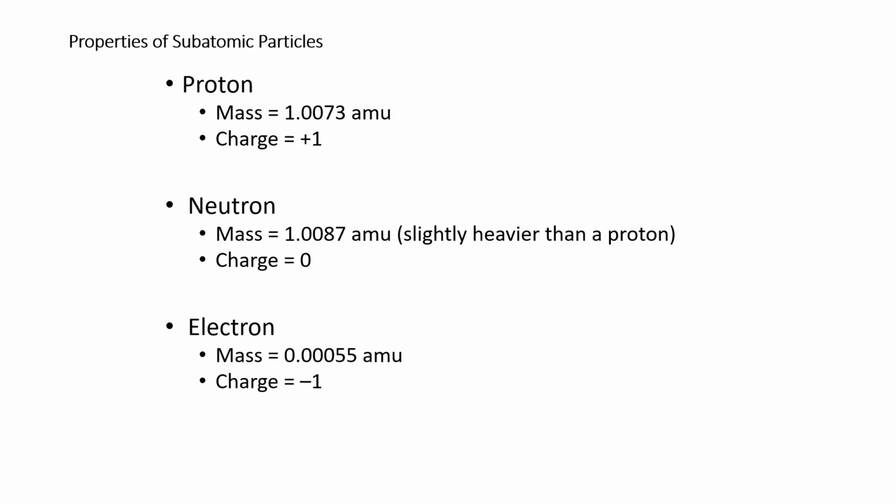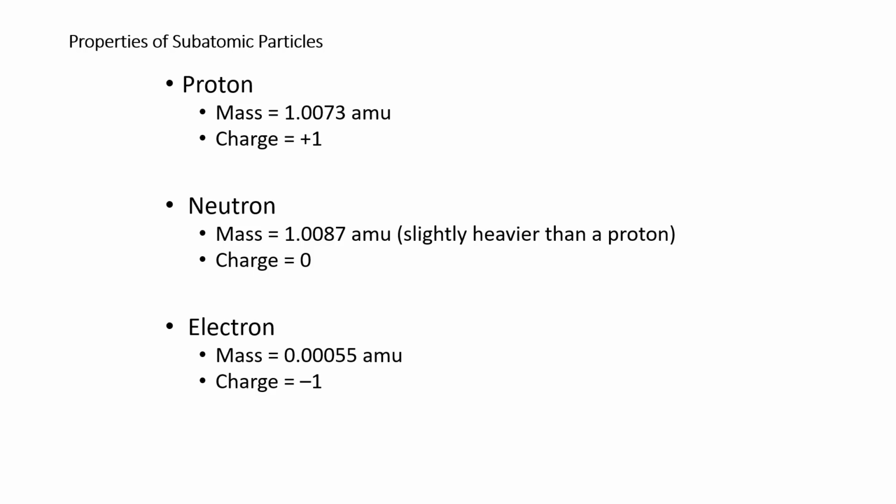So protons have a mass of about 1.0073 AMU, and the charge is +1. Neutrons have the mass of 1.0087 AMU, slightly heavier than a proton, and a charge of 0. As I mentioned previously, neutral charge. Electron has a mass of 0.00055 AMU and a charge of about -1.